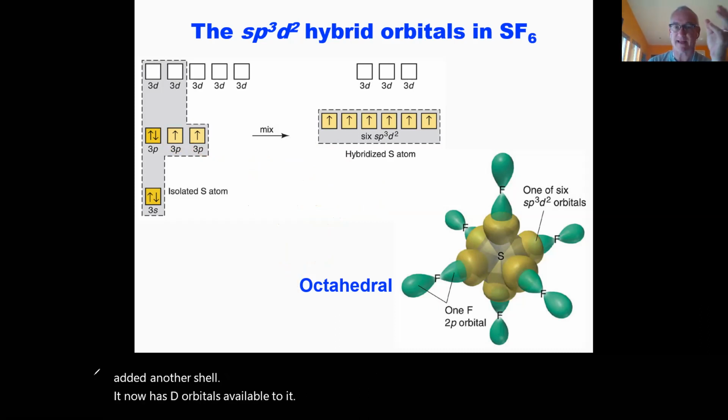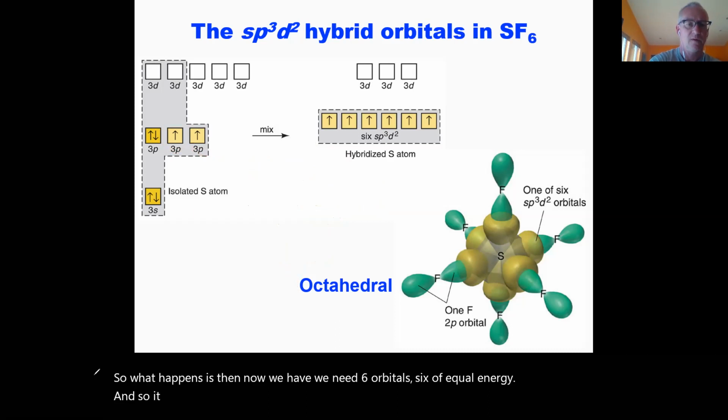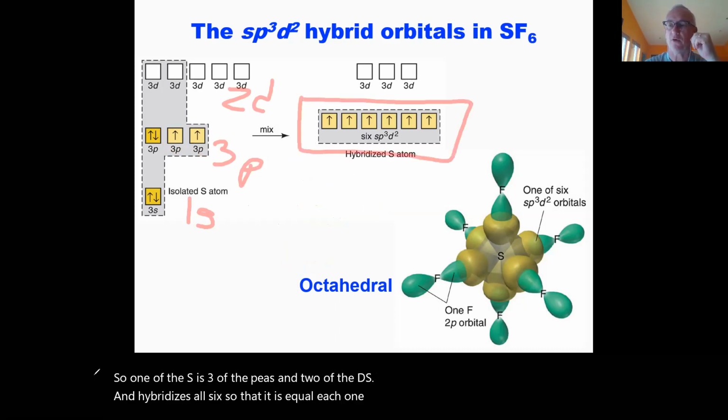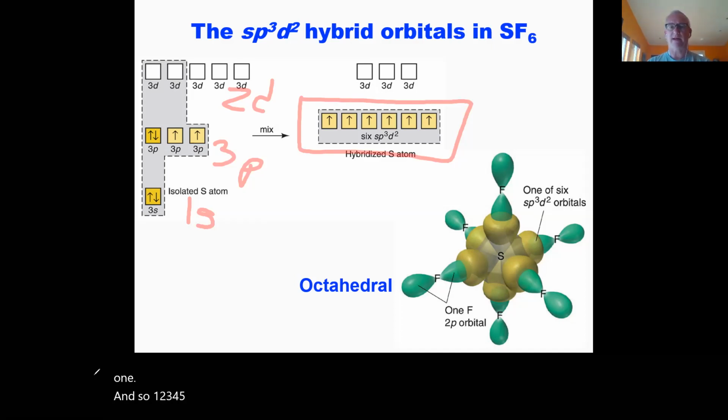So what happens is, now we need 6 orbitals of equal energy. And so it takes one of the s's, 3 of the p's, and 2 of the d's, and hybridizes all 6 so that each one of these has equal energy to the others. And so 1, 2, 3, 4, 5, 6, they get filled in one at a time.